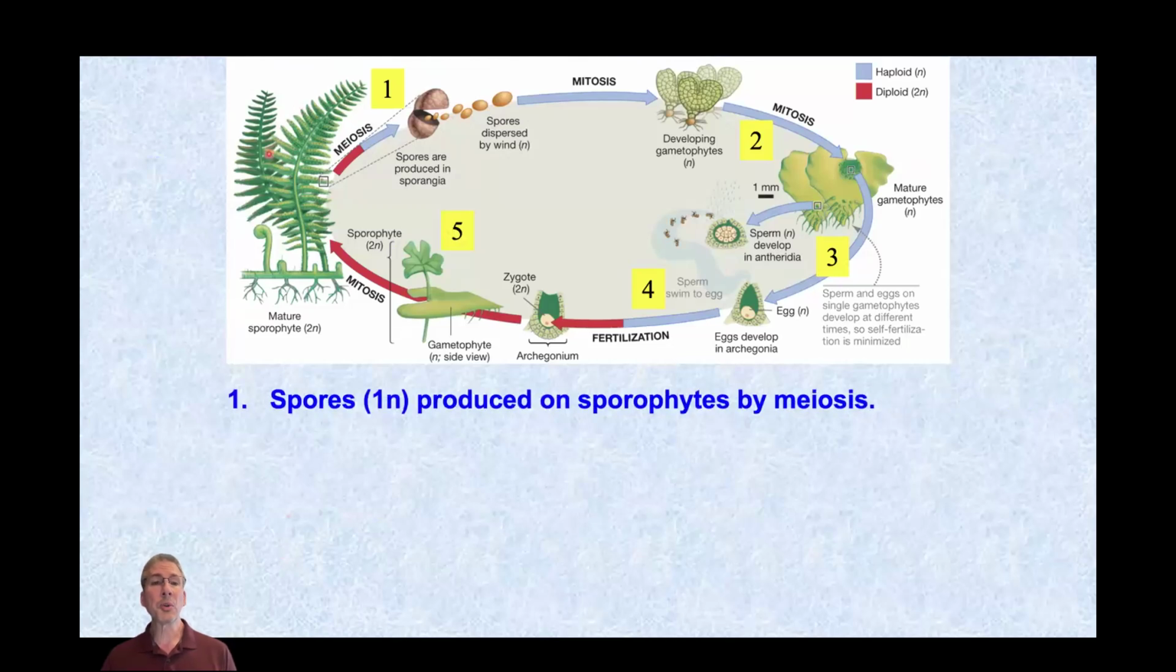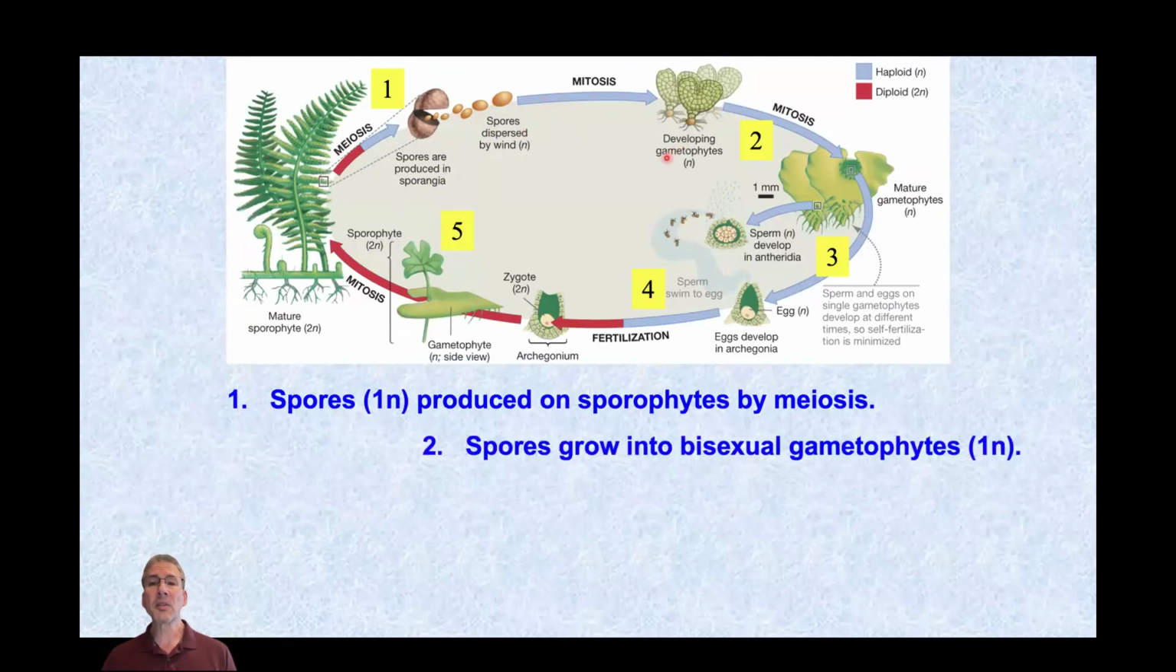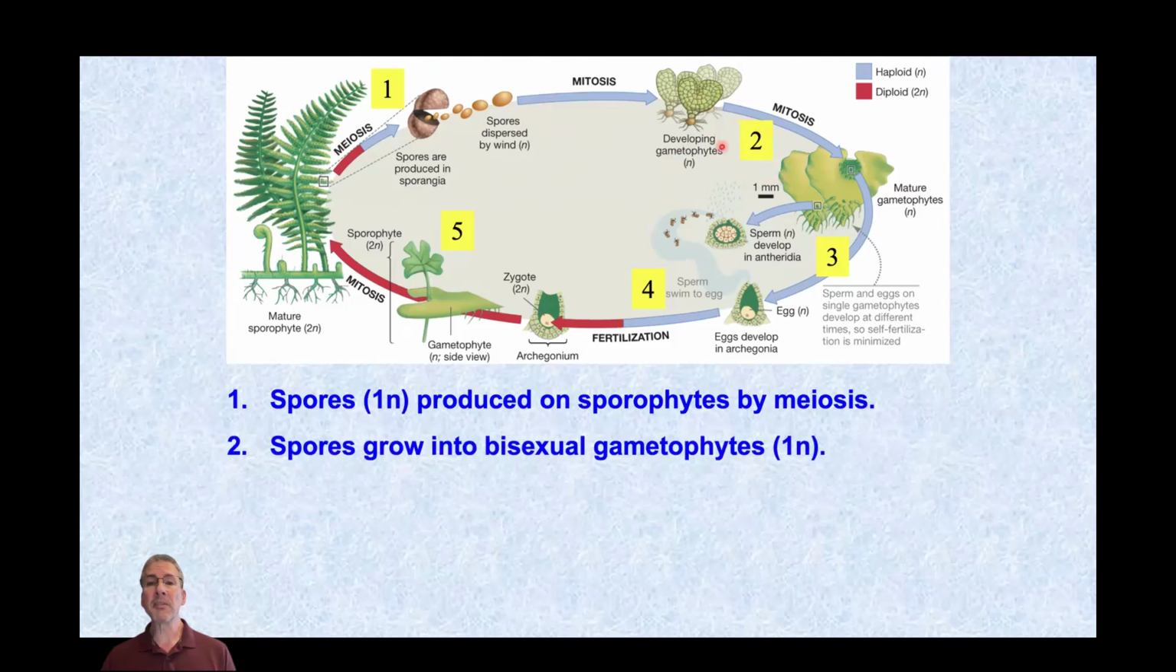So here we have a mature fern plant. We have these sporangia being produced on the underside of the leaves. And again, they're producing spores by meiosis. So spores are produced, they're released, blown around in the wind for a while, and like all other plants, those spores are going to grow into gametophytes.